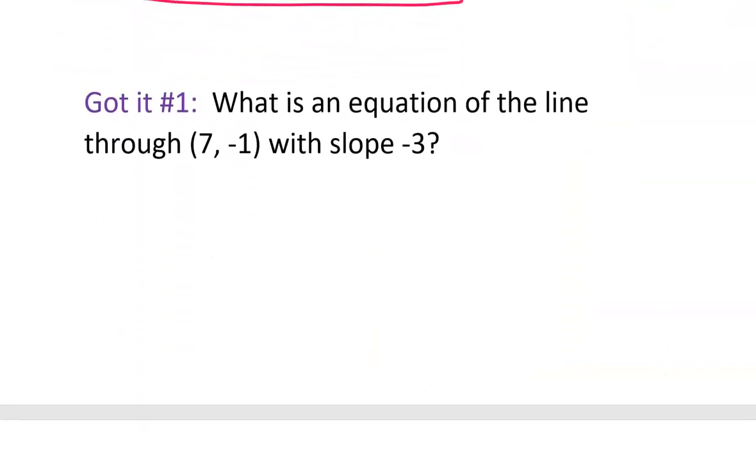If you want to pause the video for got it question number 1, you can, and then refer back to it to check your answer. Again, the slope is -3. The 7 is x1. The -1 is y1.